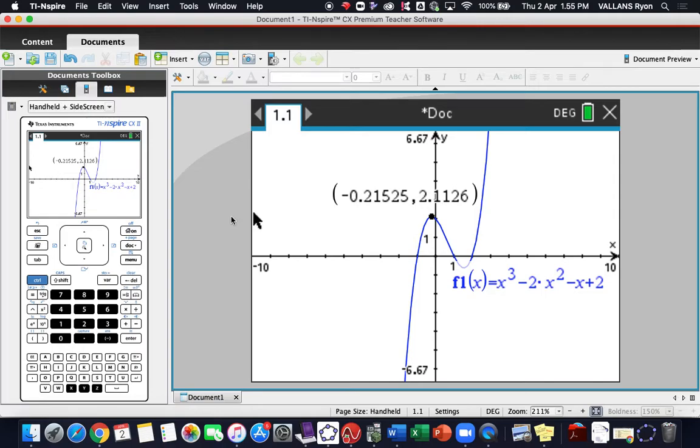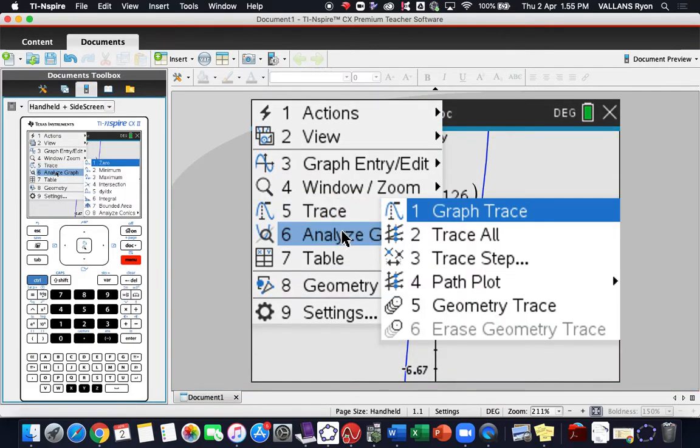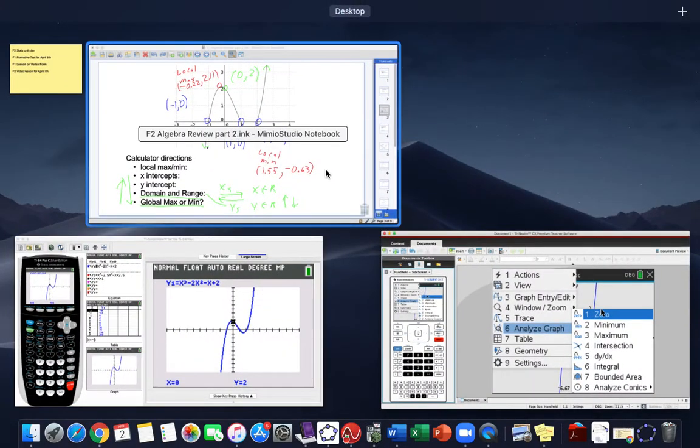So that was kind of a nice problem to have, to be honest. Try that out. Most of the time, you guys are easy on that one. But realize if trace doesn't work, then you go to analyze graph, and then you use the same directions as I gave the 84 people.